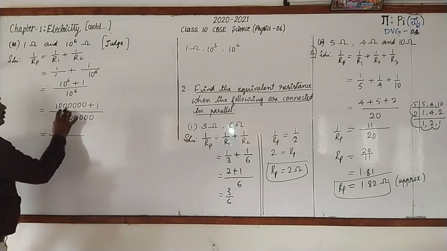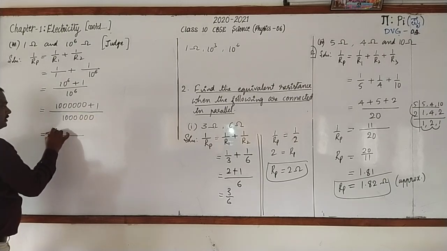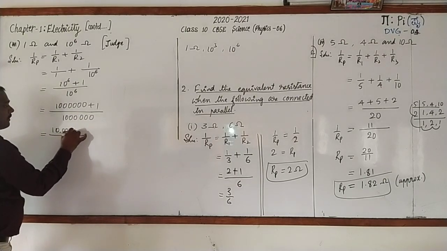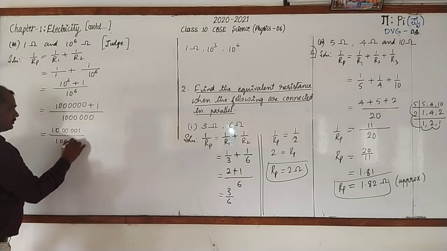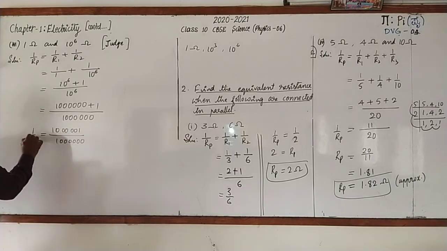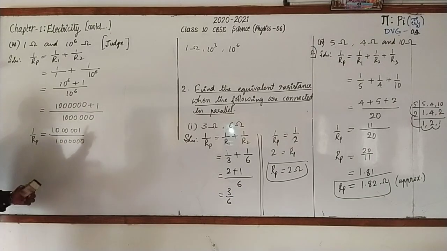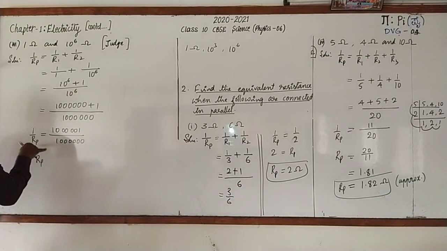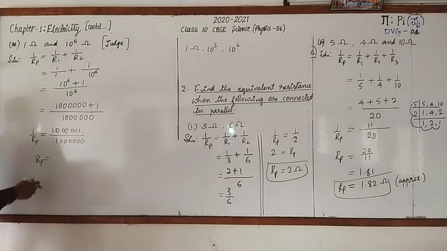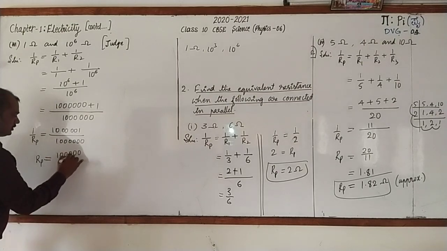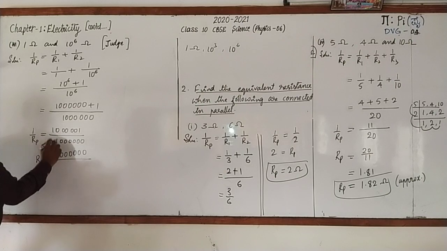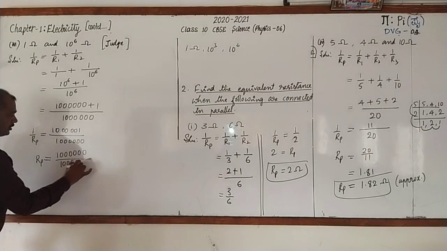It is 10 lakh plus 1, which is 10 lakh 1. Clear? Divided by 10 lakh, it is 1 by Rp. But we want just Rp. Take the reciprocal, or you can go for cross multiplying. So Rp is equal to 10 lakh divided by 10 lakh 1.